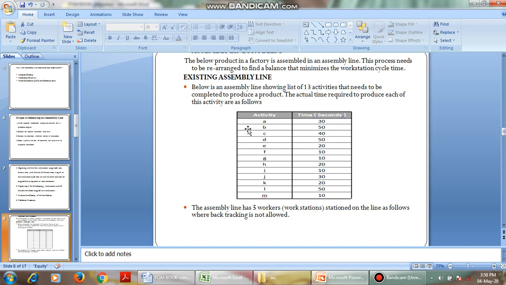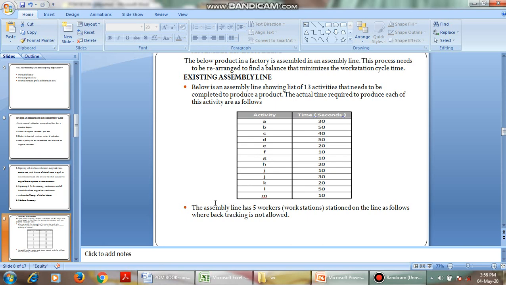Let us see. A is the activity and the time period. B is the activity, time period. C is the activity, time period. Now we are required to calculate what is the actual time period and what is the efficient assembly line balance. Okay, right.